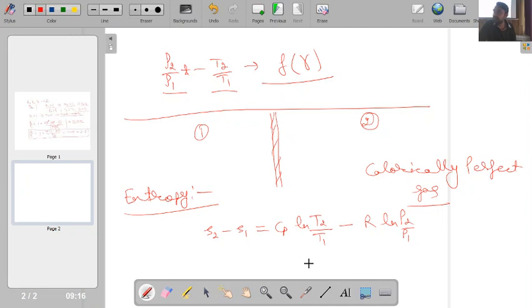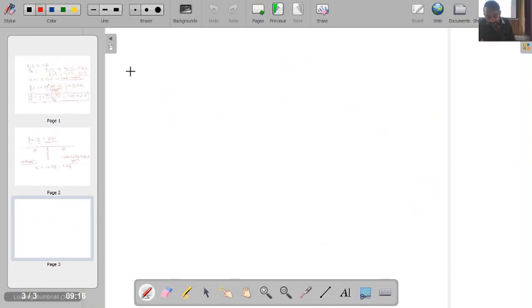Yes, we have calculated it previously. So if you substitute over here, then I will get S2 minus S1 equal to Cp ln. Can you tell me what is T2 by T1? What is T2 by T1?